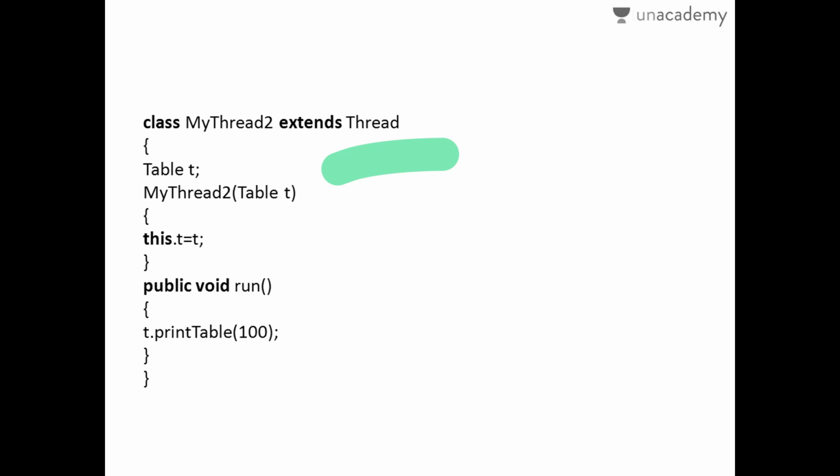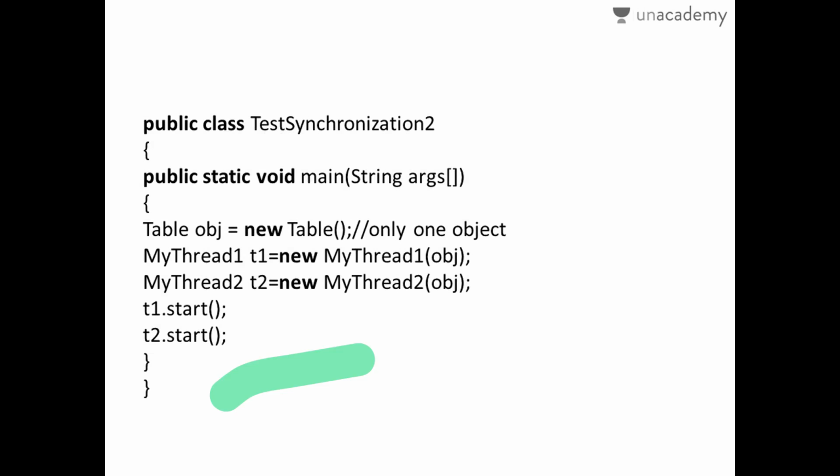I is less than or equal to 5, right? So till 5 we need to get. So here the threads are sharing the resource. We can see that here.